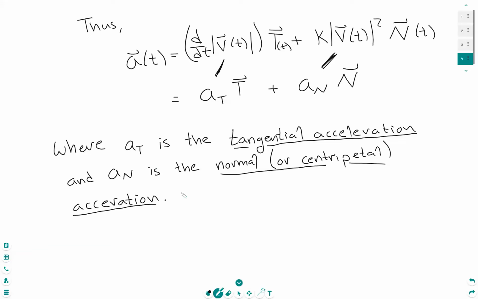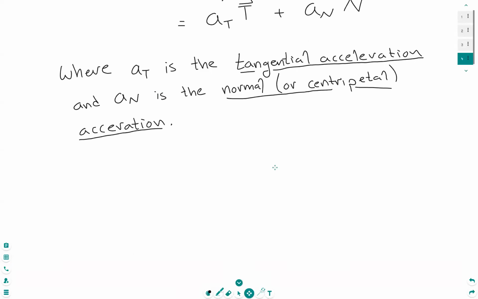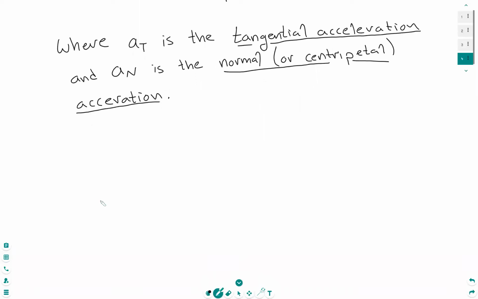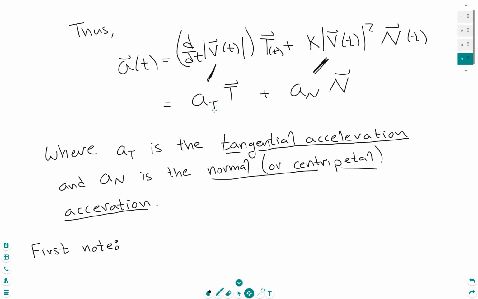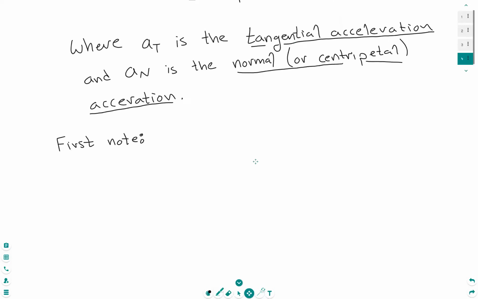So it might be nice to express these terms in terms of our r of t, our parameterization. So let's note how we could do that. Before we go on this journey, we have the tangential acceleration is the derivative of speed, and our AN, our normal acceleration, is curvature times the speed squared. So let's write that in terms of our parameterization.